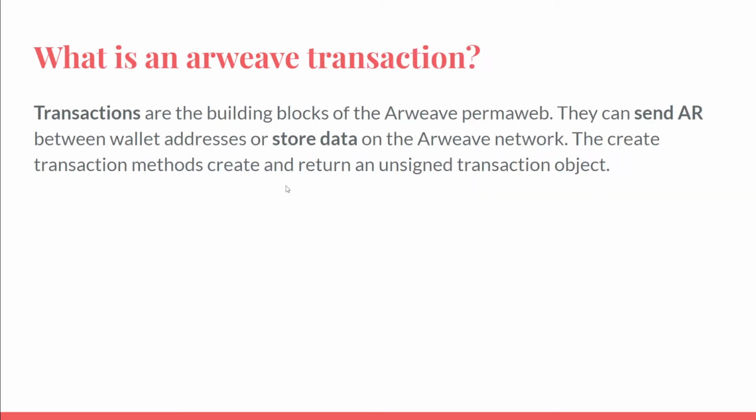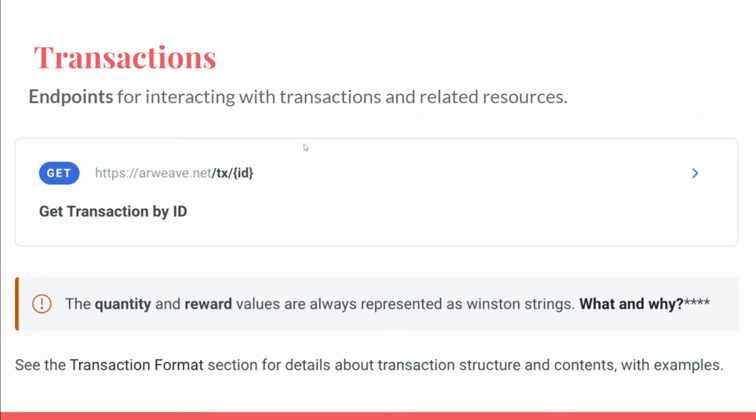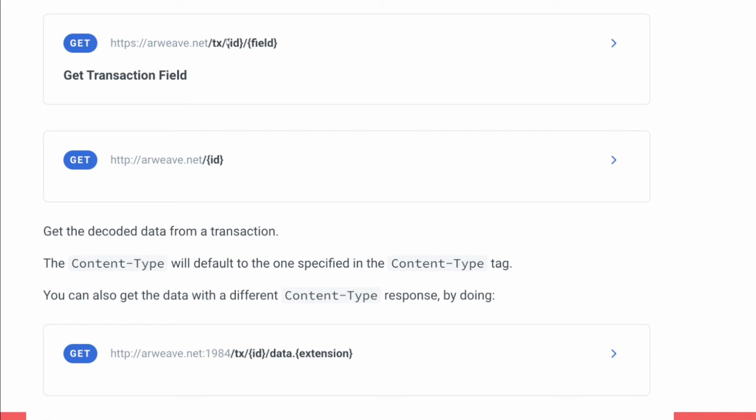Okay, so let's see Arweave transactions. What is an Arweave transaction? Transactions can do two things: send Arweave or store data. You have the endpoint for interacting with transactions and related resources. For example, we can get a transaction by ID with the GET HTTP protocol, using arweave.net/tx/ and the ID of the transaction. Also, we can get the transaction with a custom field or the ID directly, and we can get the transaction ID data extension.